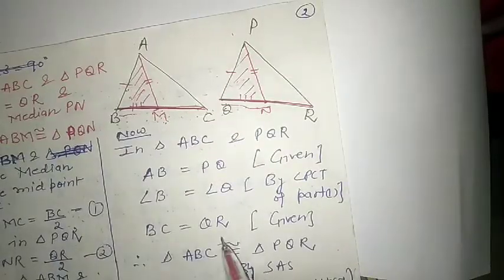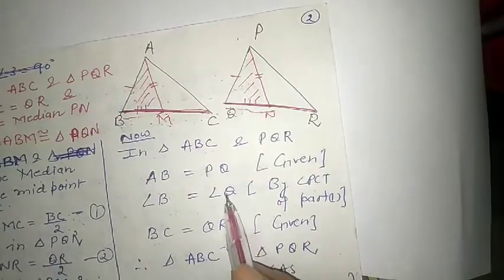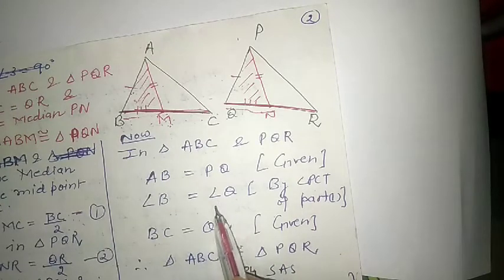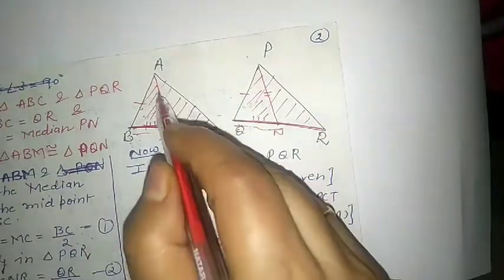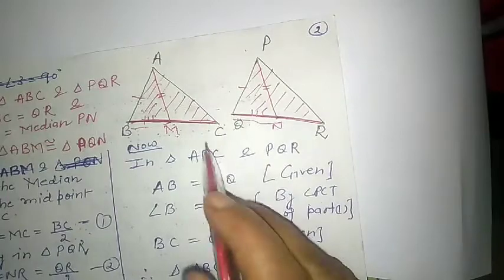In the second part, we have to prove the congruency of triangle ABC, meaning we have to take the whole triangle. Now there is no median. Okay, forget about the median now.